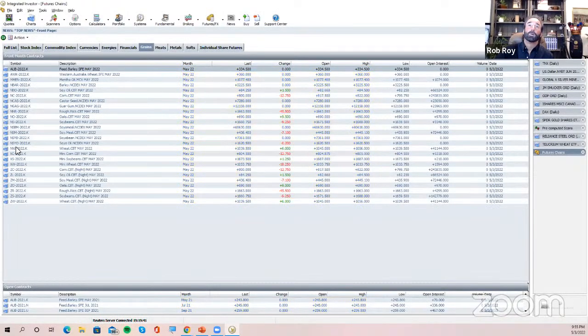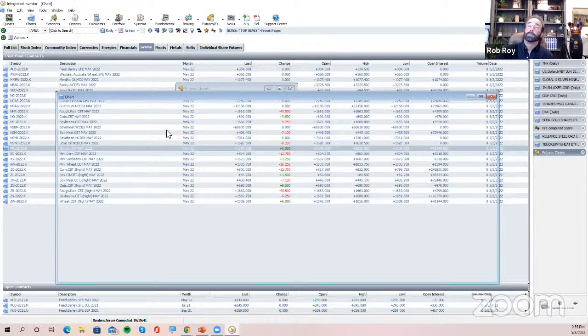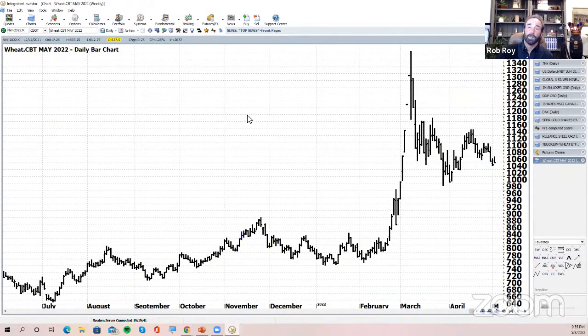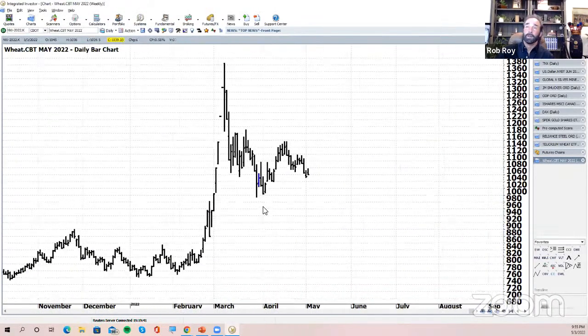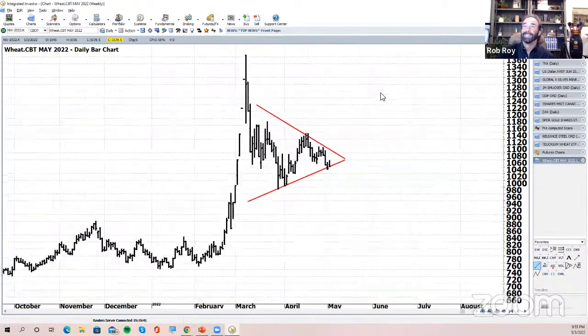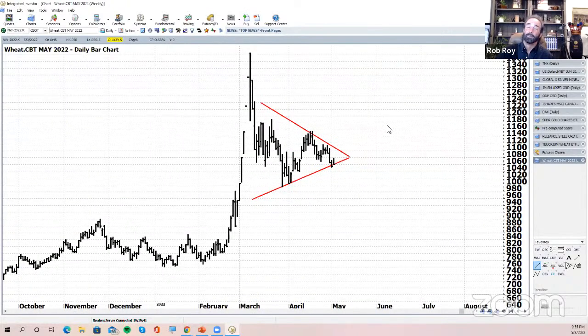So there's wheat, and you can see the same chart. So the ETF mirroring what's going on with the futures, spot on. Get it? Futures spot. Anyway, some of you probably got that. Poor attempt at humor.